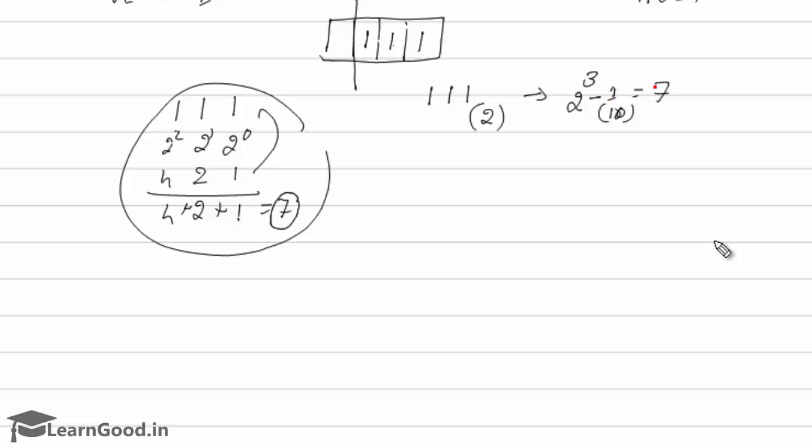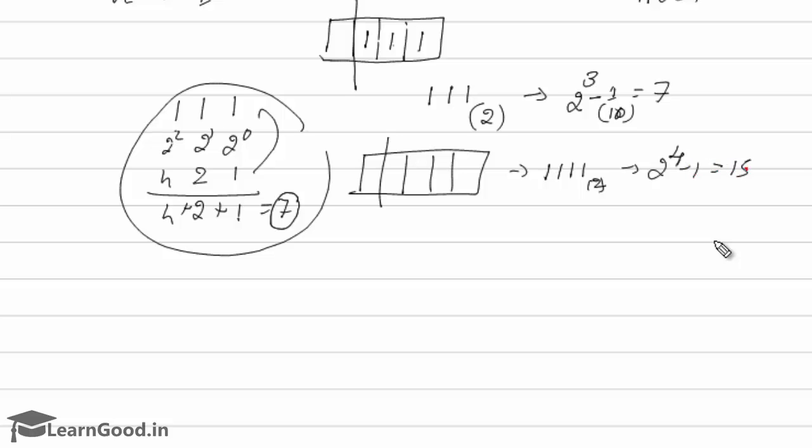Similarly, if you are having a 4-bit data location, that's total 5 bits. In that case, what you can store is 4 ones, which is nothing but 2 raised to 4 minus 1. 2 raised to 4 is 16, minus 1 is 15. So 15 is the maximum value you can store in this location.